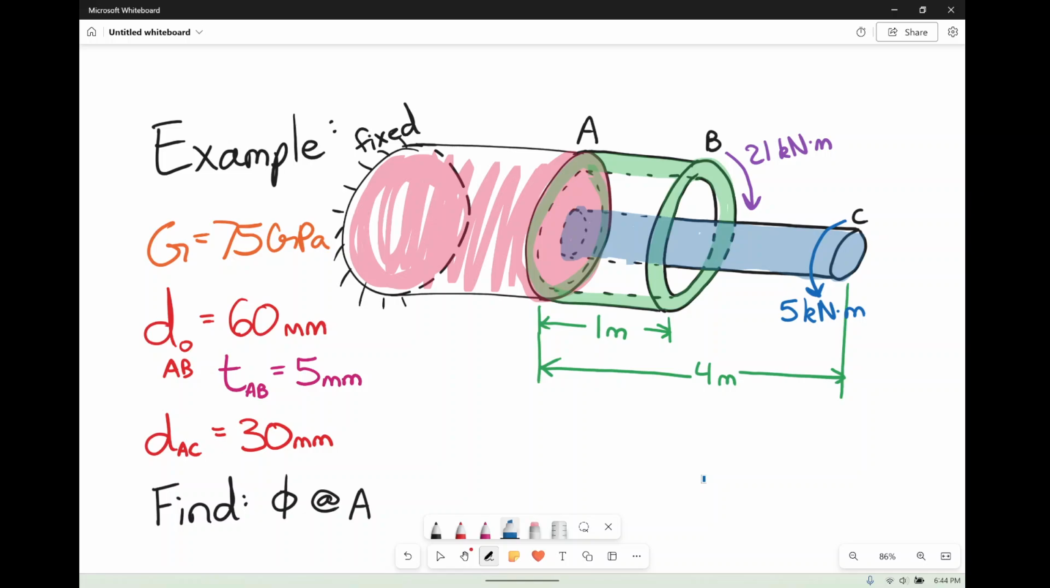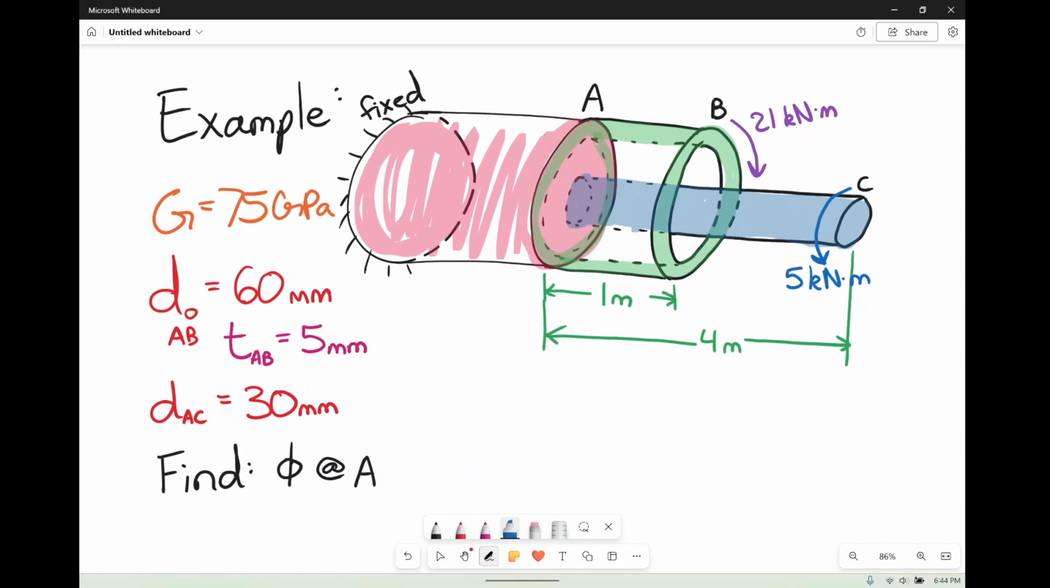We're going to say that our modulus of rigidity is 75 gigapascals, but the outside diameter of AB is 60 millimeters, and it has a wall thickness of 5 millimeters. And the diameter of bar from A to C, because it does all the way go back to A, is going to be 30 millimeters. And what we want to find is the angle of twist at A that's being caused by these two loads.